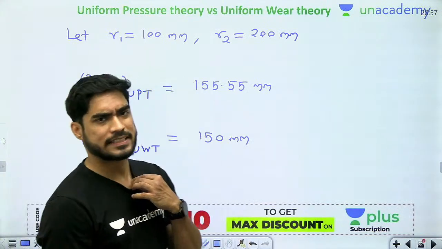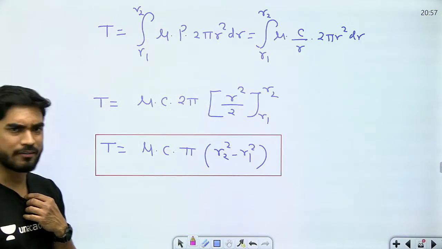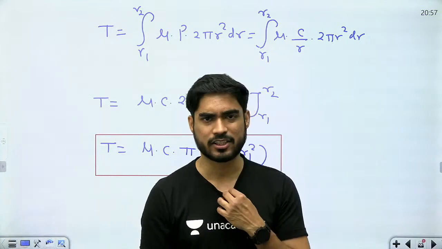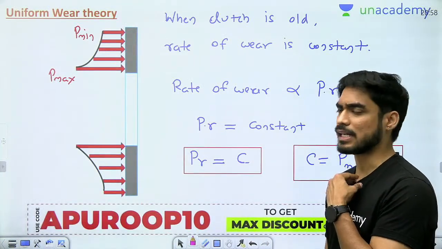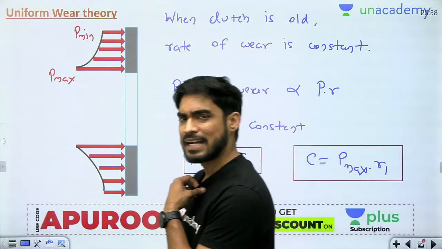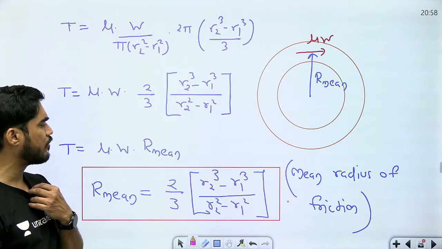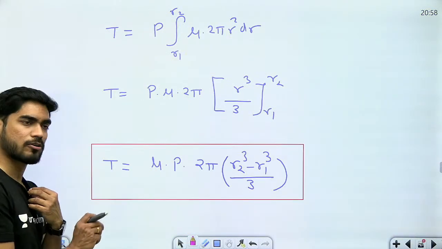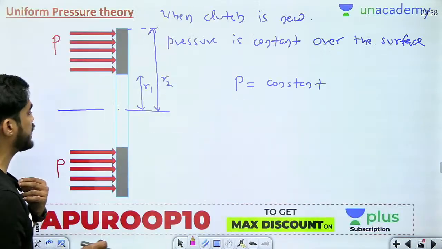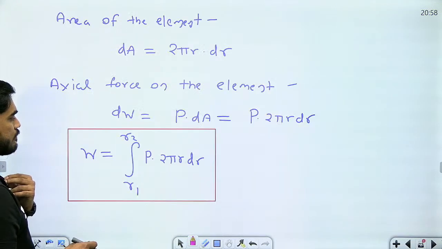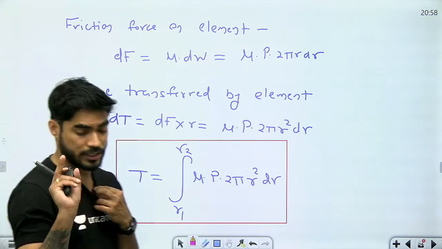Okay, now what questions can you expect from clutch? You can expect theory questions, the difference between pressure theory and wear theory, and numericals, mostly numericals. From clutch you will mostly get numericals, and they will be very formula based. So you only need to remember the formulas of these two, W and T. You also have to remember this integration wala equation, this equation and this equation. These two equations also you need to remember.